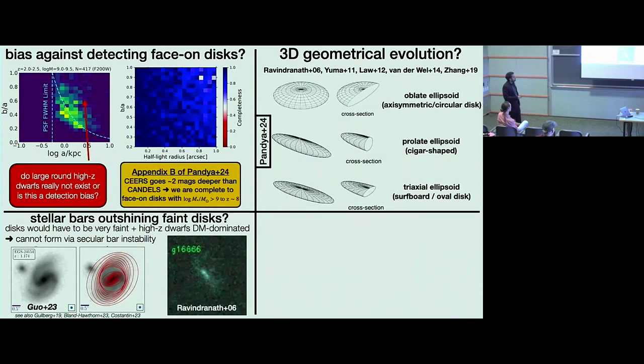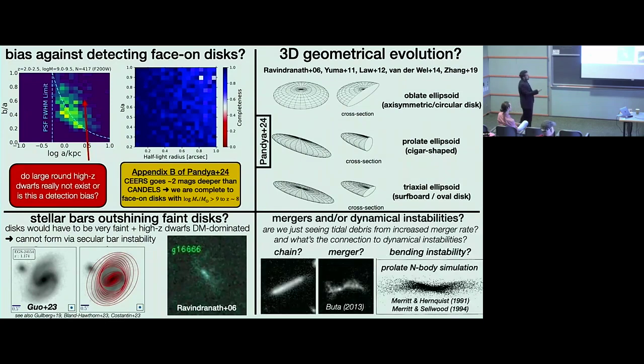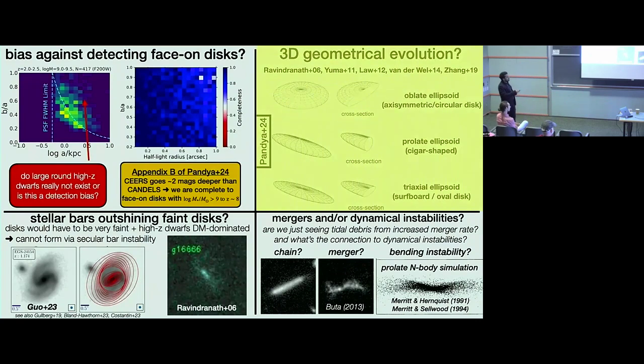And the last thing is the early universe is messy, right? So what if we're just seeing a bunch of mergers in action and/or dynamical instabilities, which can lead to these kinds of elongated, clumpy structures? So I have thoughts on all of these possible explanations, but I only have time to talk about really one, and I'm going to focus on the 3D geometrical evolution explanation.